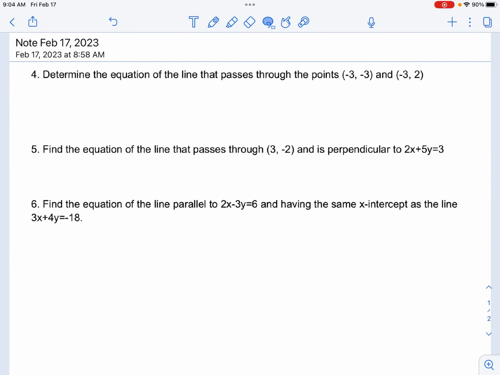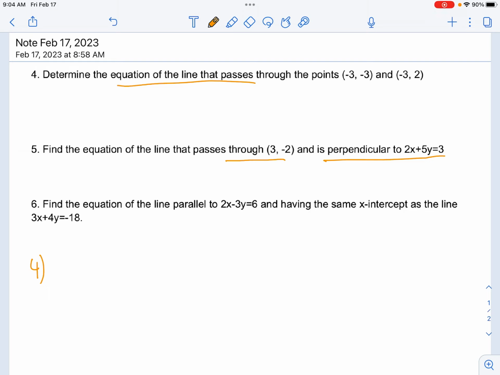Okay, 3 good questions to know. The big things that we've done in this unit are ones where it's asking to determine an equation of a line that passes through the points, or it's determine an equation of a line that passes through a point, and it gives you a clue about another one. And the same thing we have in the third one here. So for 4, is with 2 points.